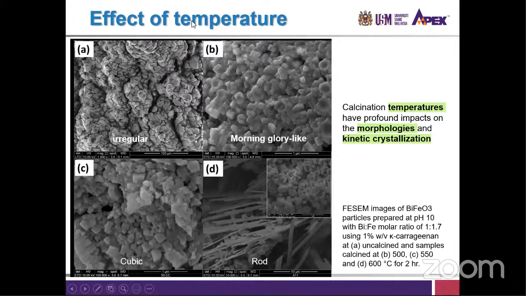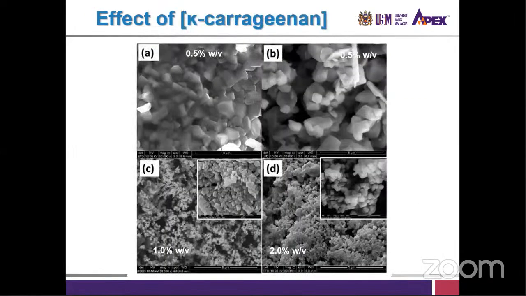So the temperature really impacts the crystallization kinetics process. There will be another effect: what is the best concentration of the biopolymer that we should use. We tried 0.5, 1%, and also 2%.